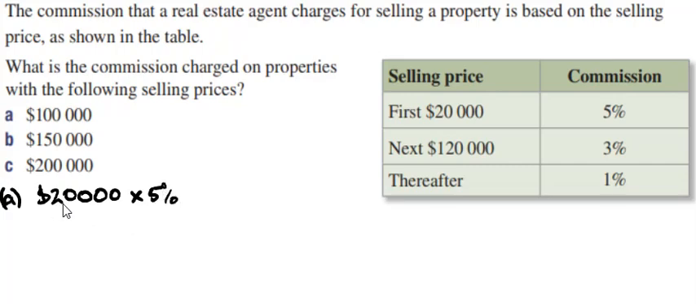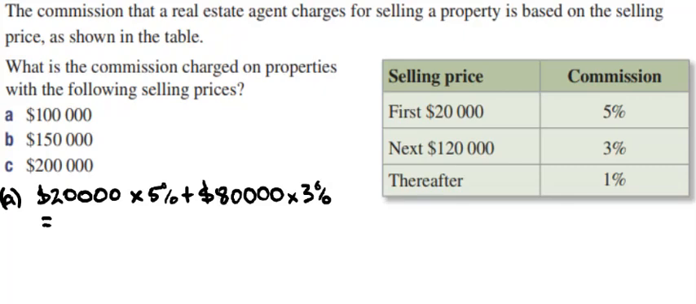Okay, now if we take 20,000 away from 100,000, we're going to get 80,000. Now we look at our table and say, well, the next 120,000, well, we only have 80,000. They get charged 3%. So we are going to times that by 3%. So that's the calculation you're going to do on your calculator to get the total amount of commission. 5% on the first $20,000, 3% on the next $80,000.